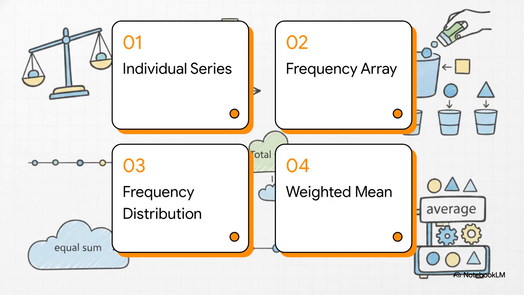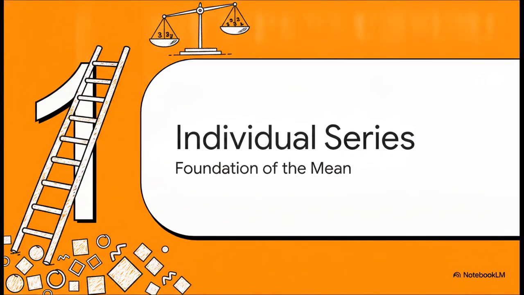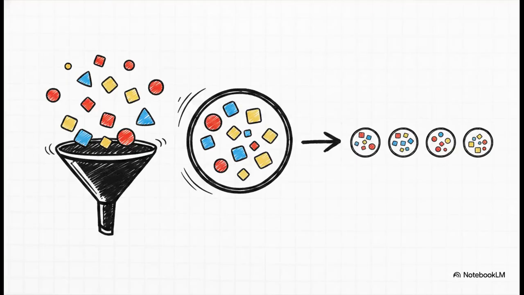Here's our agenda for today. We'll be climbing the ladder of complexity across 4 steps: individual series, frequency array, frequency distribution, and finally, the weighted mean. Step 1. Individual series. This is the foundation of the mean. Let's start with data in its rawest form, just a simple, ungrouped list of numbers.